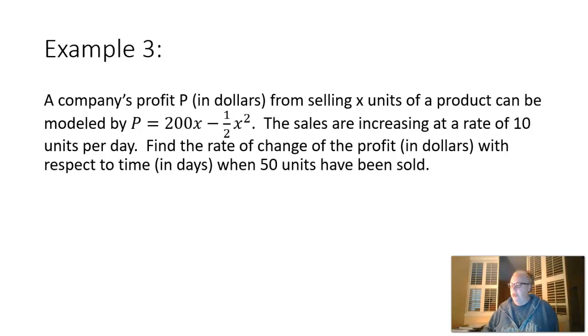We're back to the profit problems, which we've done earlier. A company's profit P in dollars from selling x units of a product can be modeled by the formula P is equal to 200x minus 1/2 x squared. The sales are increasing at a rate of 10 units per day. Find the rate of change of the profit in dollars with respect to time in days when 50 units have been sold. Okay, so things that we know.